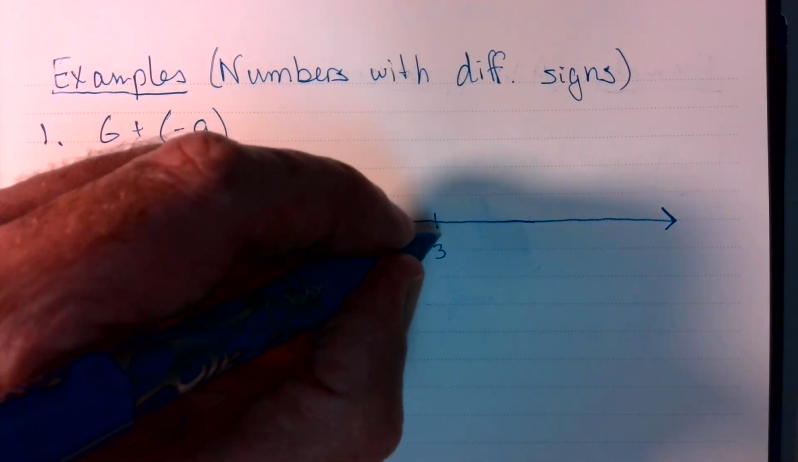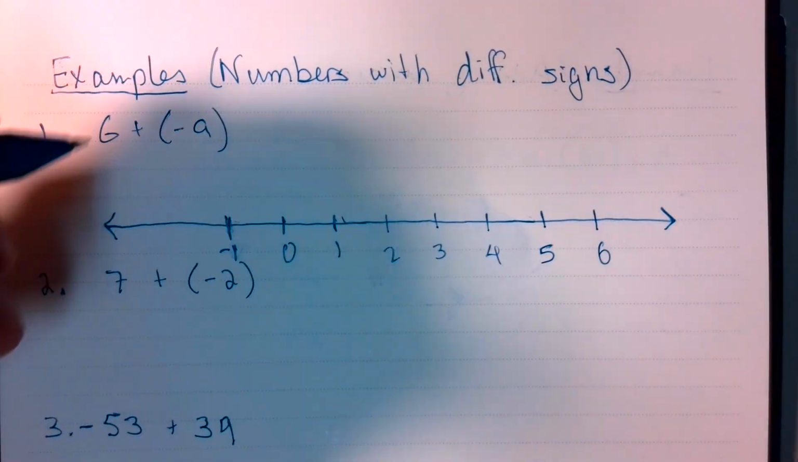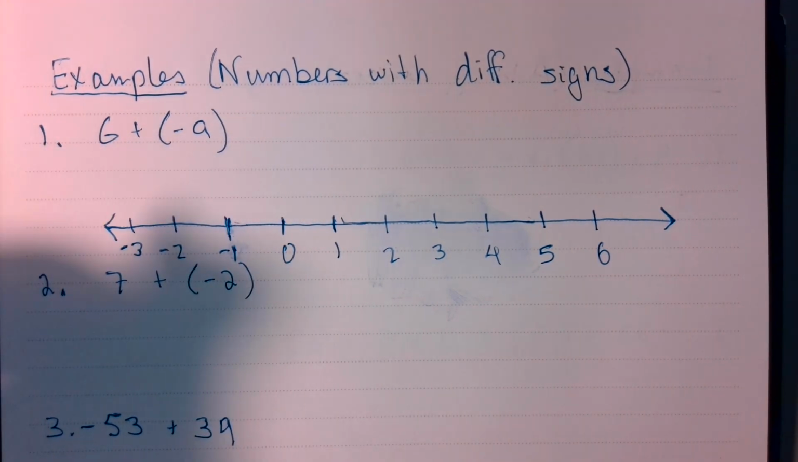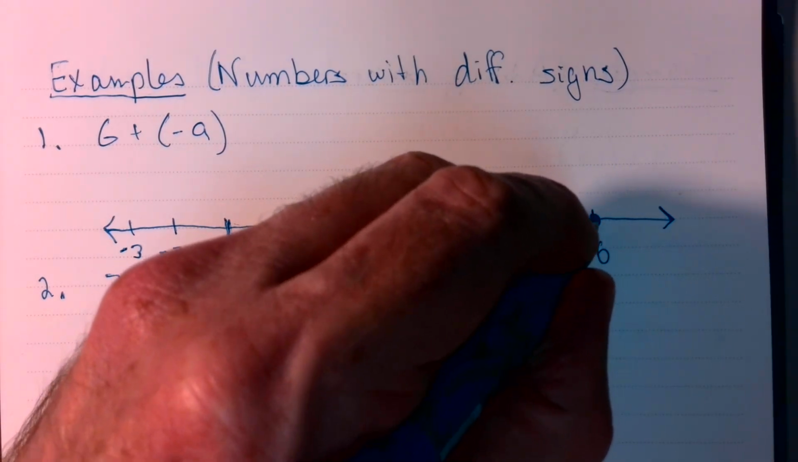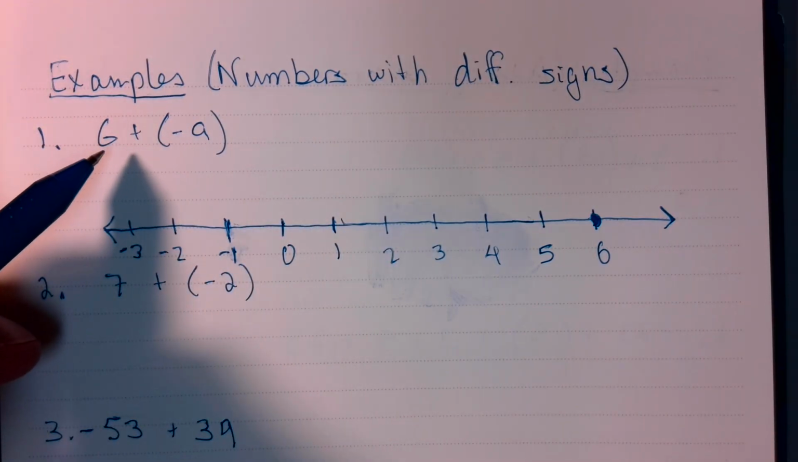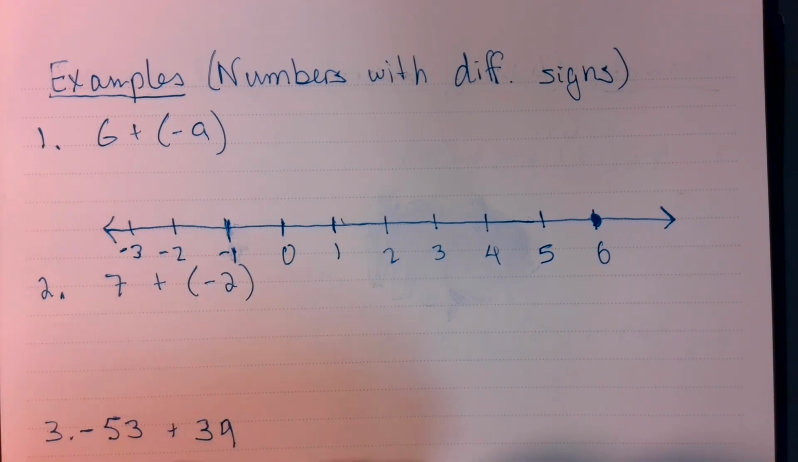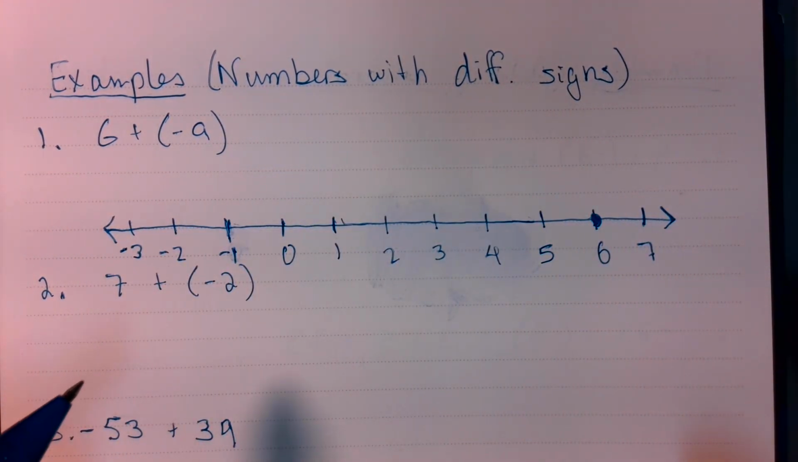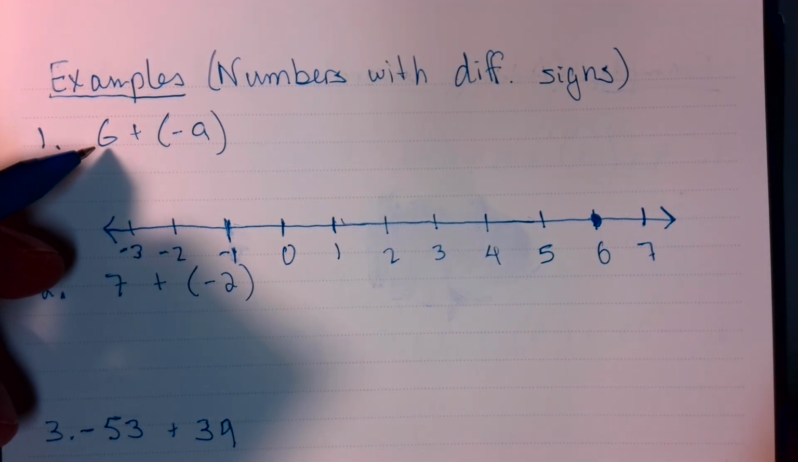2, 3, 4, 5, 6. Okay, so I've got myself a little number line. So I imagine here I'm standing at 6 on my number line. Now, if I had added a positive number to my 6, I would move to the right from 6. I would start at 6, and if I had added a positive, I would move to the right.